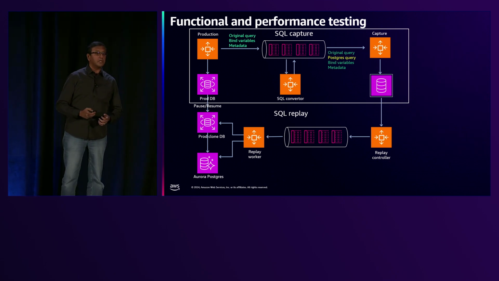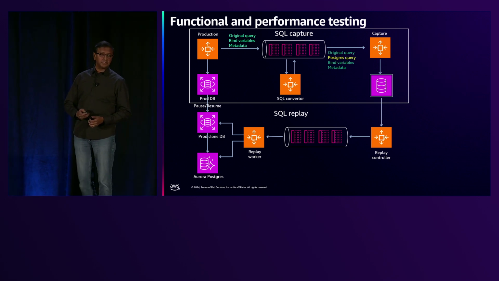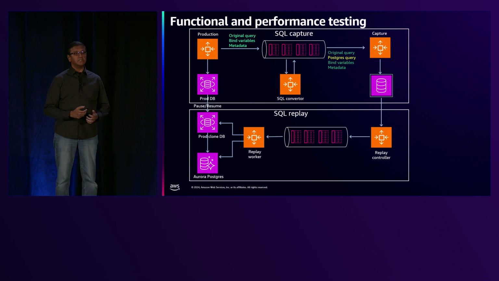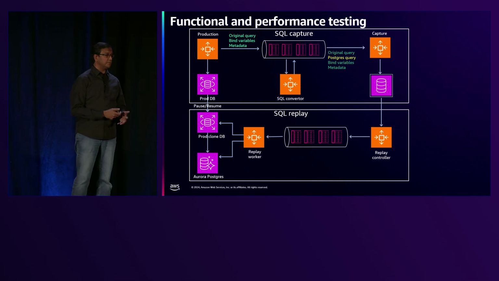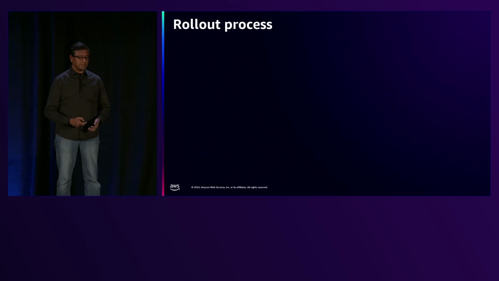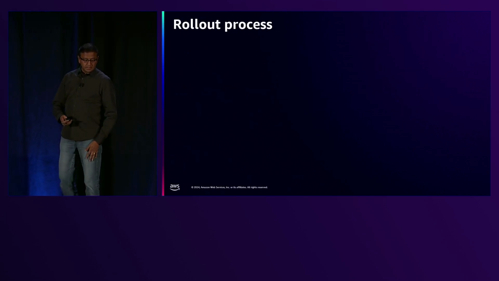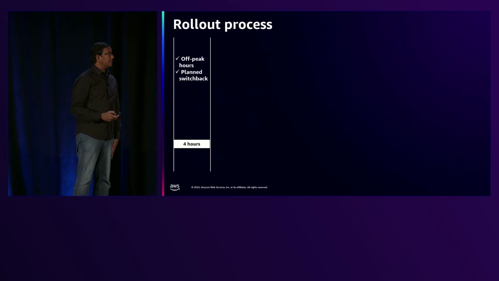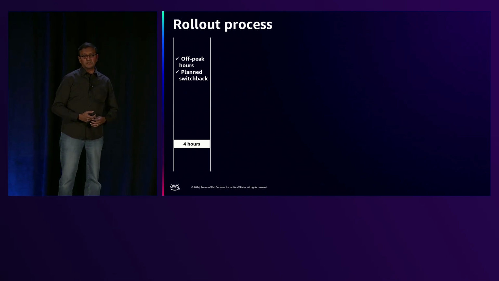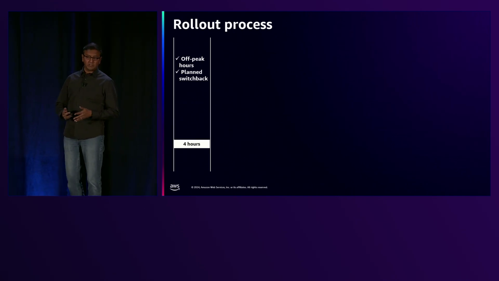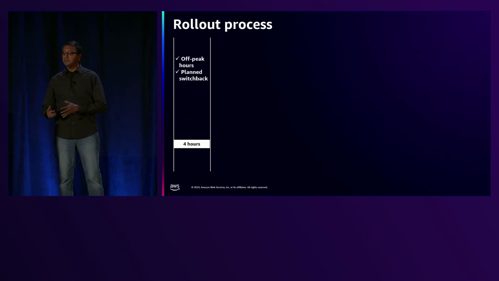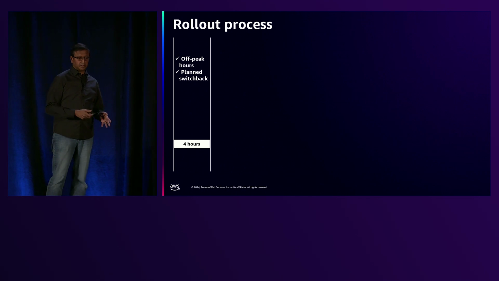We did this over 100 times to find a number of functional and performance issues. We also used this technique to test our target system under different configurations before we went live. And this gave us the confidence to move to the next phase, which is the rollout. So we used a progressive rollout phase, starting with a 4-hour rollout during off-peak hours. So the idea is to start with just testing the waters, see how the new system behaves during off-peak hours, and then monitor and do a planned switchback within 4 hours.